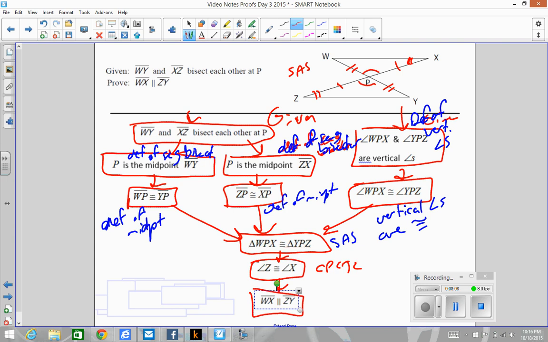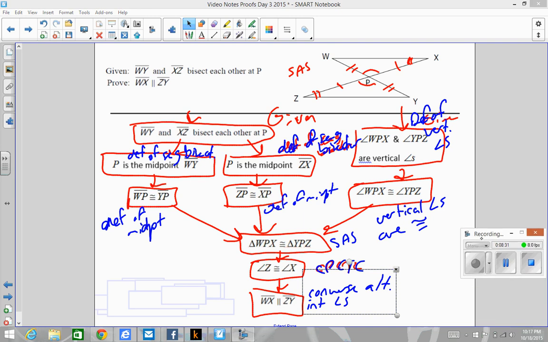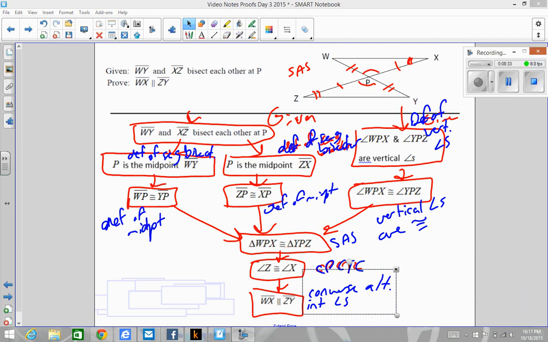I've seen some people doing their proofs already saying parallel lines make congruent segments, and that's not true. Don't do that. Okay, so there was our CPCTC here. And if the alternate interior angle is congruent, then by the converse of the alternate interior angles theorem, the two lines are parallel. And that's our proof. So again, make sure you're going through the process. Don't use CPCTC until you've proven the triangles congruent first.